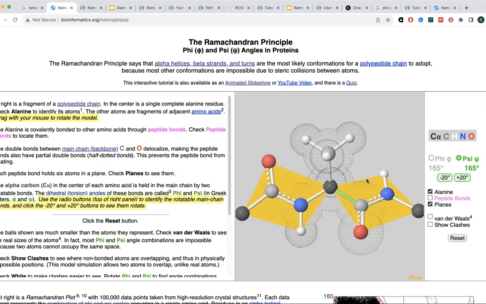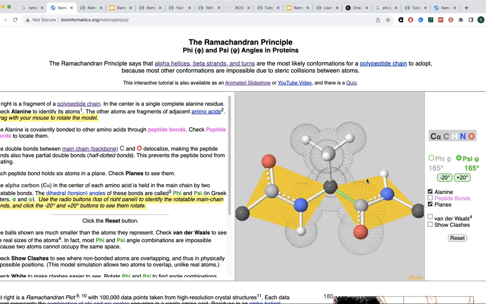I don't care that you know the names, which is phi and which is psi, but I do think it's important to know that there's only a couple places that you're able to rotate. And it's important to know this because that makes it so that certain backbone angles are preferred, and thus certain secondary structures are preferred.